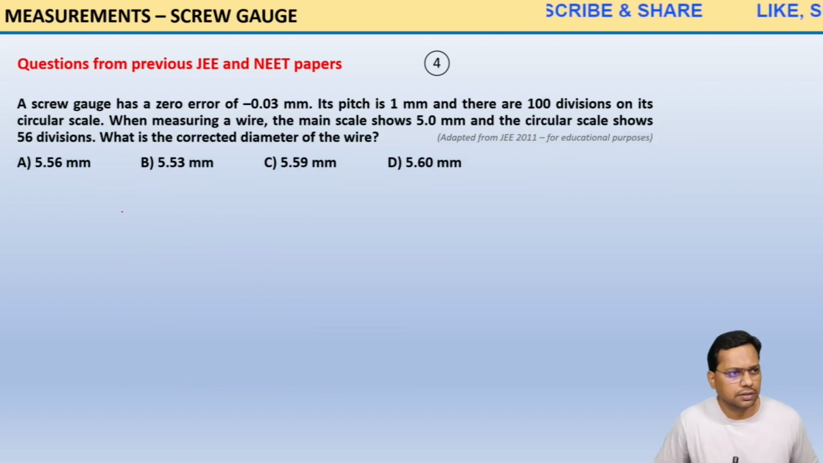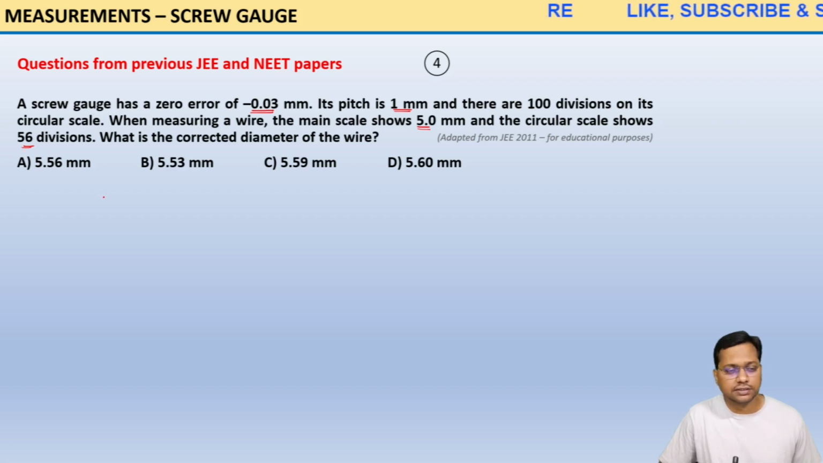Next question. A screw gauge has a zero error of minus 0.03 millimeter. Its pitch is 1 mm and there are 100 divisions on its circular scale. When measuring a wire, the main scale shows 5 mm and the circular scale shows 56 divisions. What is the corrected diameter of the wire?